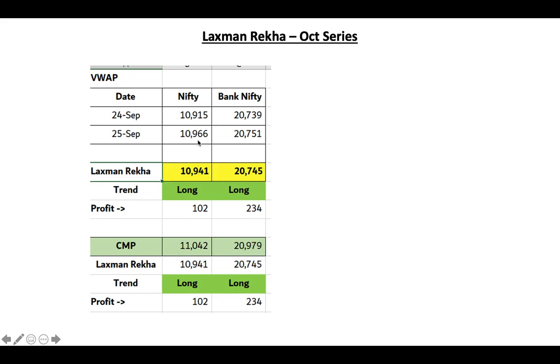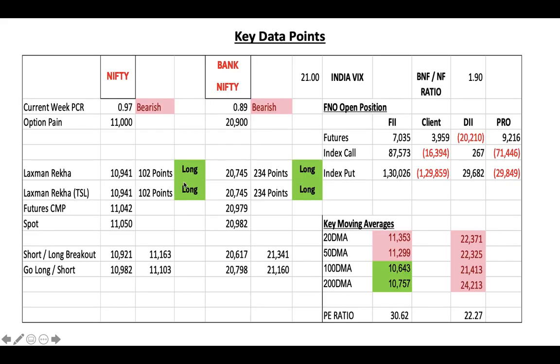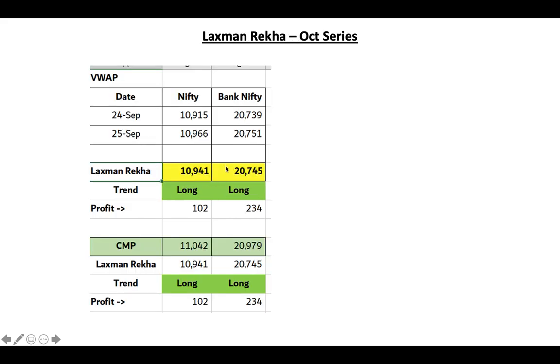In case of a trailing stop loss, whoever wants to cut down the loss and be a little conservative can keep on updating the VWAP on a daily basis, and keep that as the trailing stop loss Laxman Rekha. It is the average of the VWAP of all the dates starting from 24 September till 29th October, whatever the VWAP average is, that will be the trailing stop loss. As of now, we are 100 points plus above the Laxman Rekha in Nifty, and in case of Bank Nifty 234 points. Hope you are clear about Laxman Rekha.